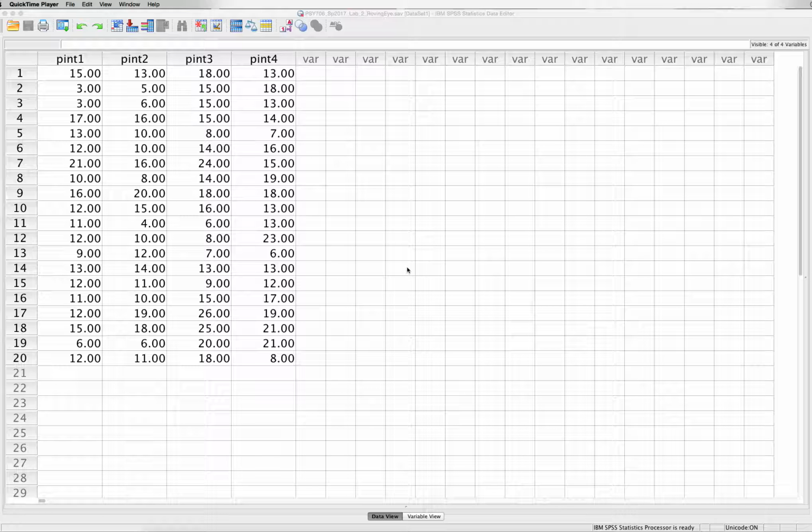This demo is going to be about one-way repeated measures ANOVA using the same example we talked about in our lab. 20 men are consuming different quantities of beer on different nights, and we are measuring how many women they're ogling for each condition.